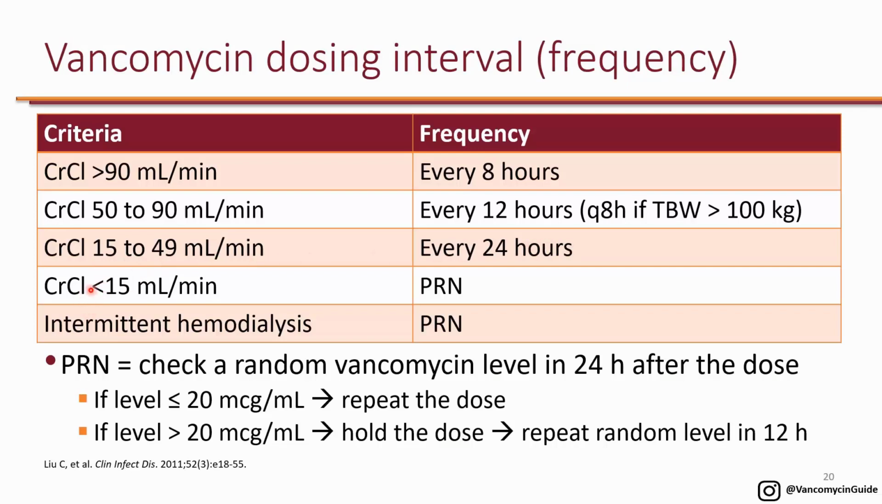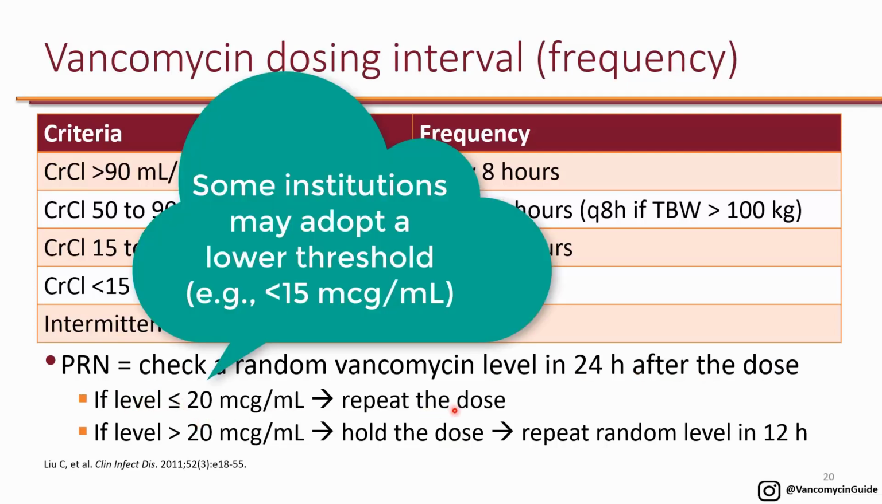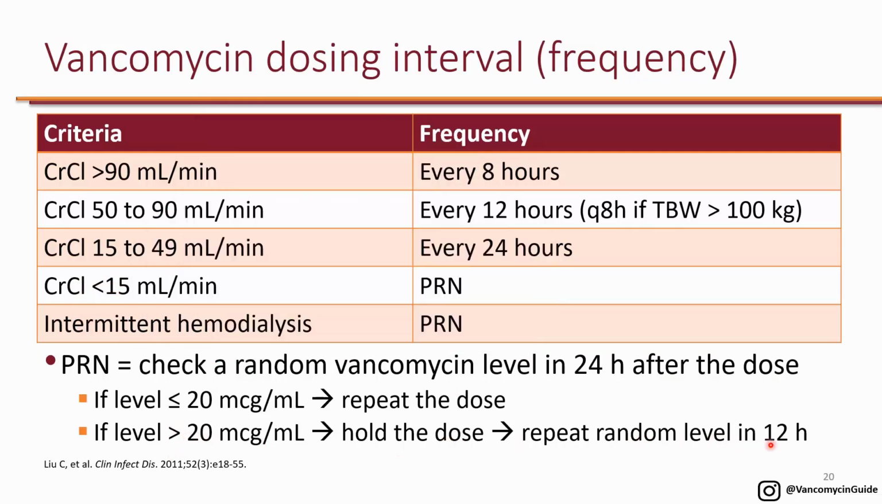And then with end-stage renal disease, you actually want to do PRN, or I should say as-needed dosing. What that means is that you give a single dose and you don't give it at a set frequency. You just say it's as needed, and you check a random vancomycin level 24 hours after the dose. If the level is less than 20, then you give one more dose, and you keep doing this every day. Whereas if the next day, because the kidneys are not clearing it, the level is more than 20, you hold the dose and repeat the random level in 12 hours.